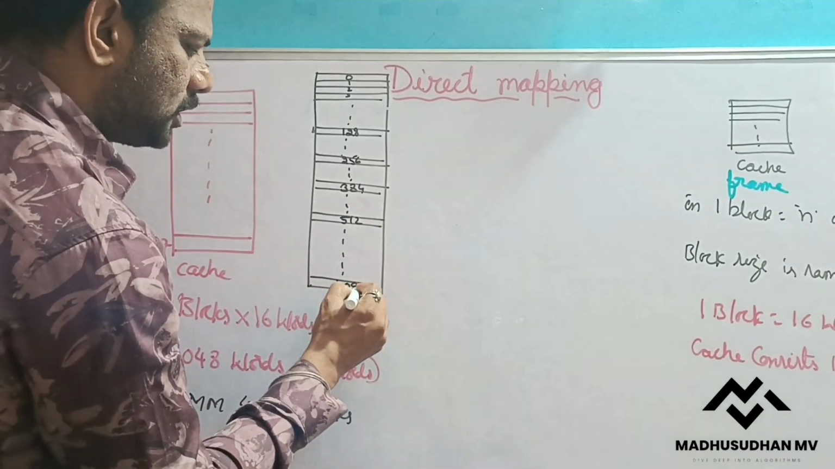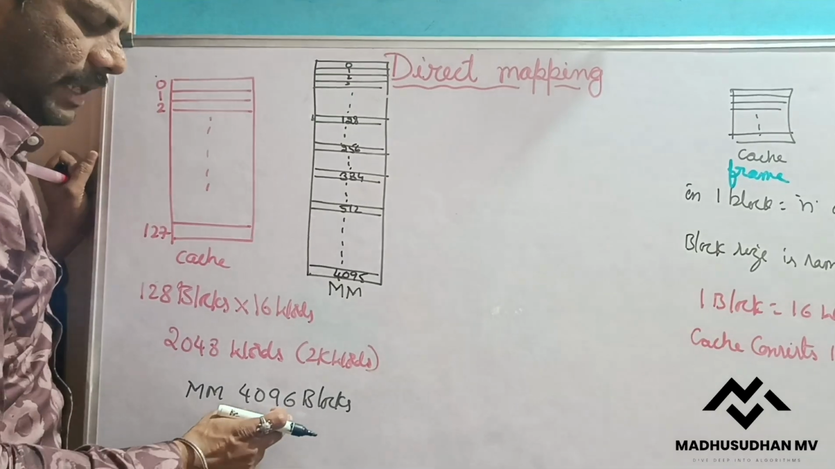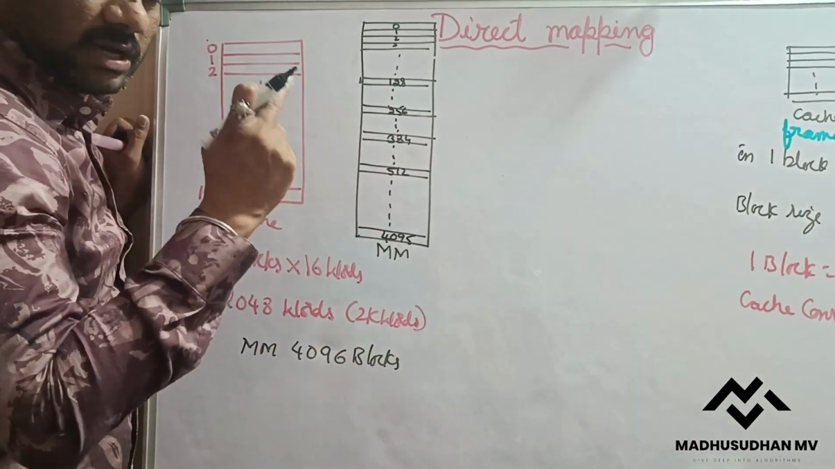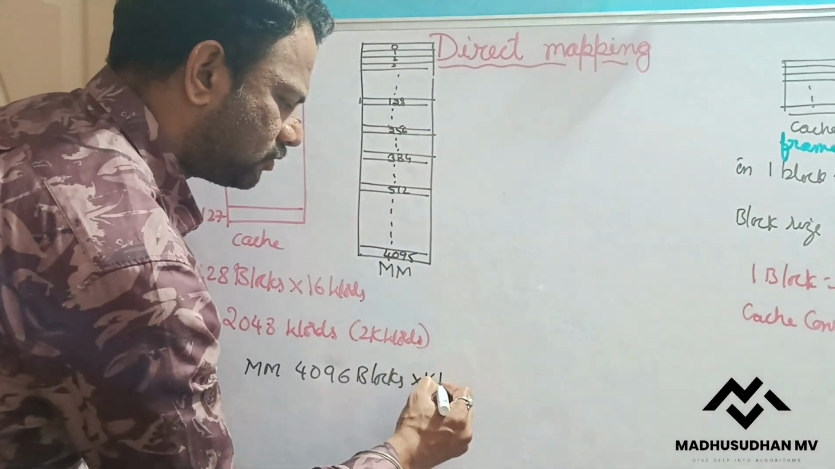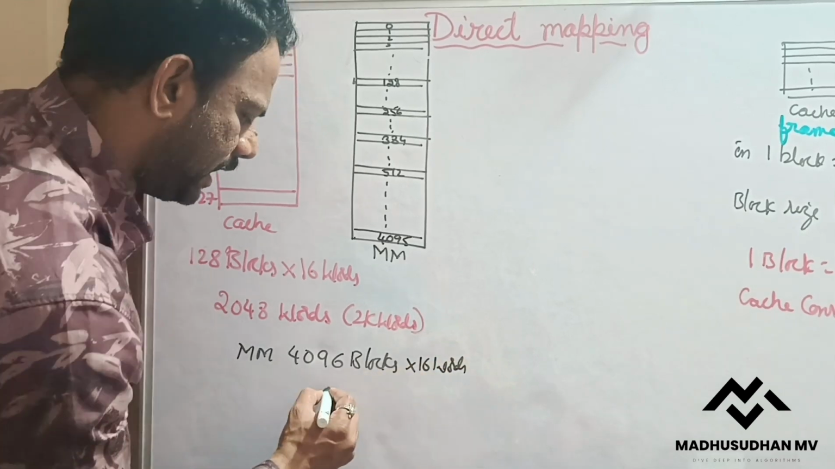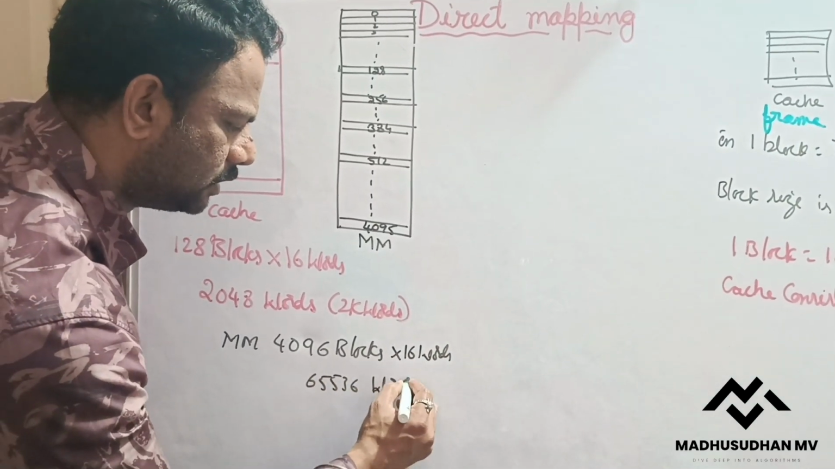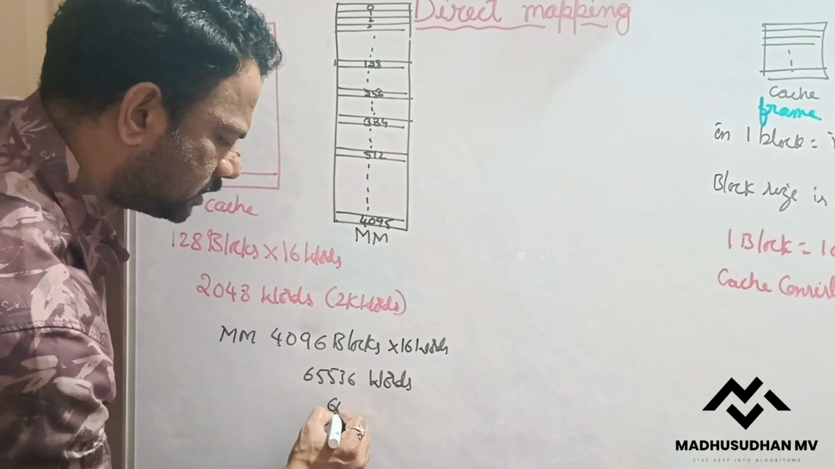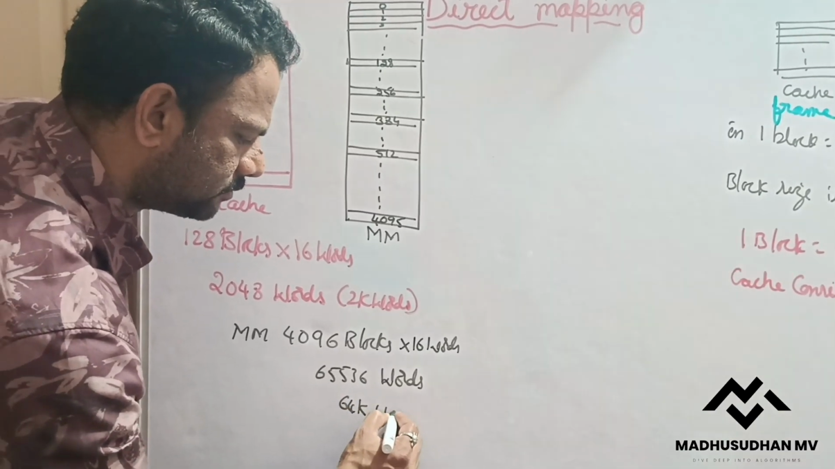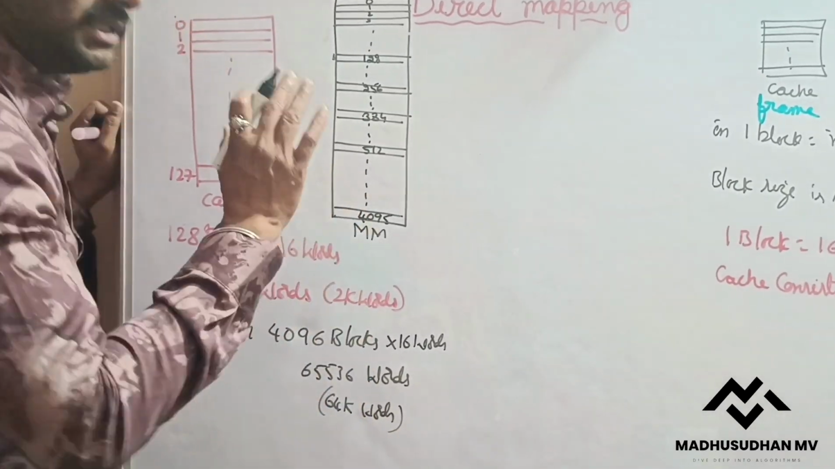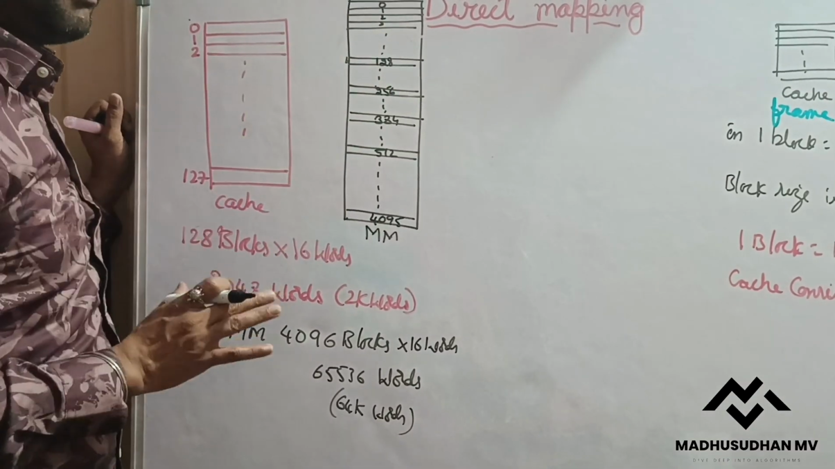Last one is 4095. Totally 4096 blocks. So in each block 16 words. So 4096 times 16 words gives 65,536 words. So this is nothing but 64k words. This is generally what I am taking for this example.